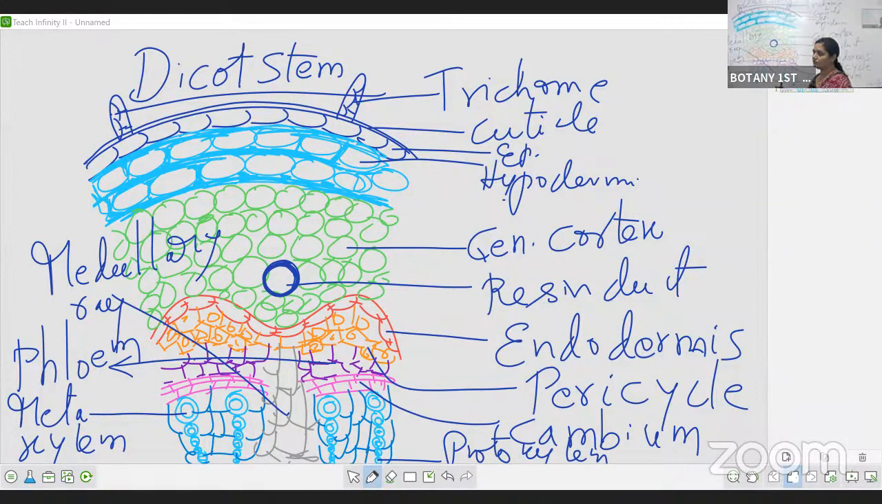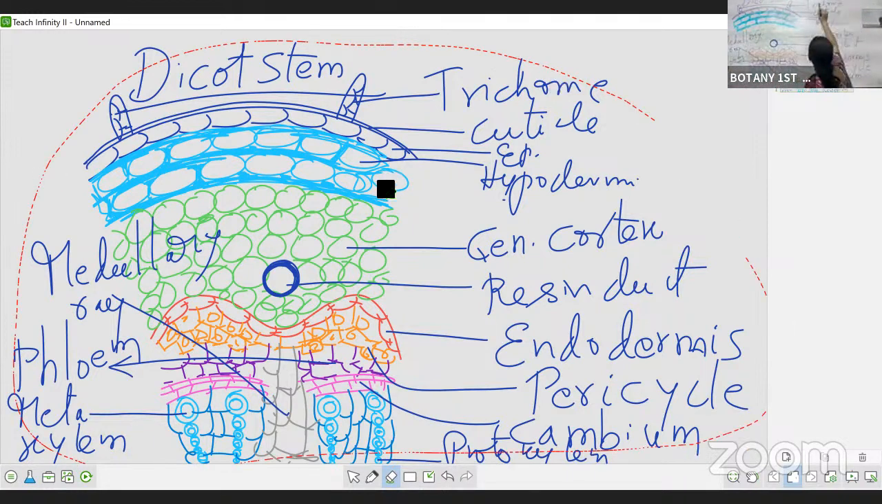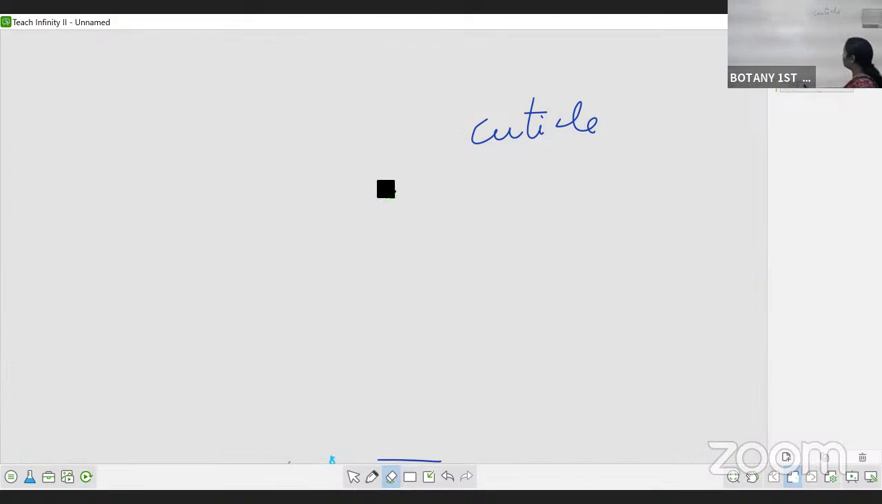Its main function is to store the excess amount of water and the food material, and these medullary cells will be going in between the vascular bundles, called the medullary ray. Okay, so with this we have finished off this part of the dicot stem.